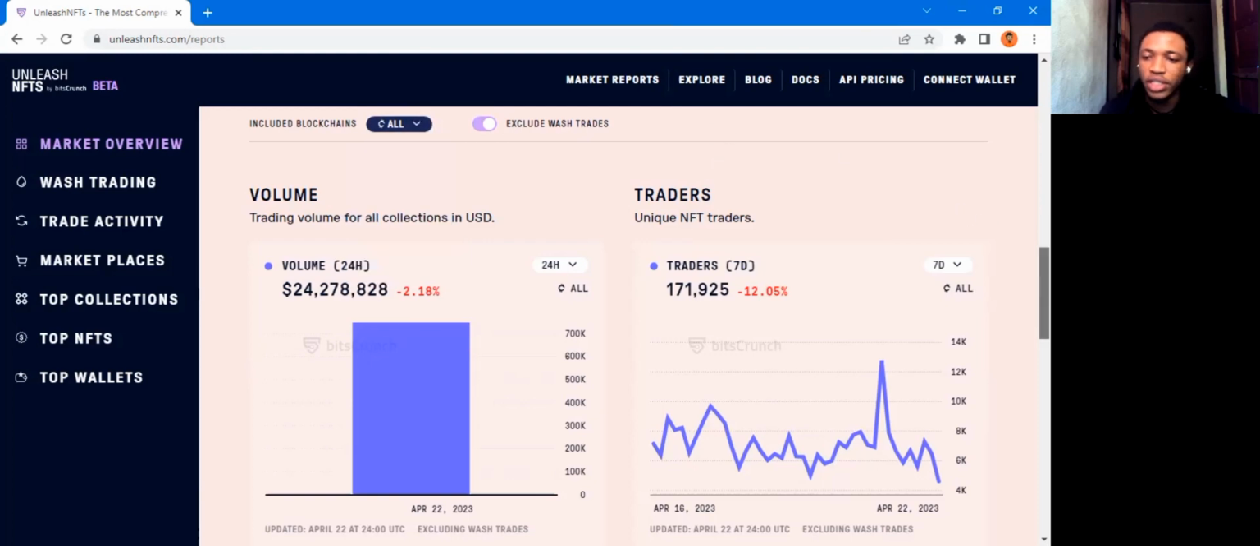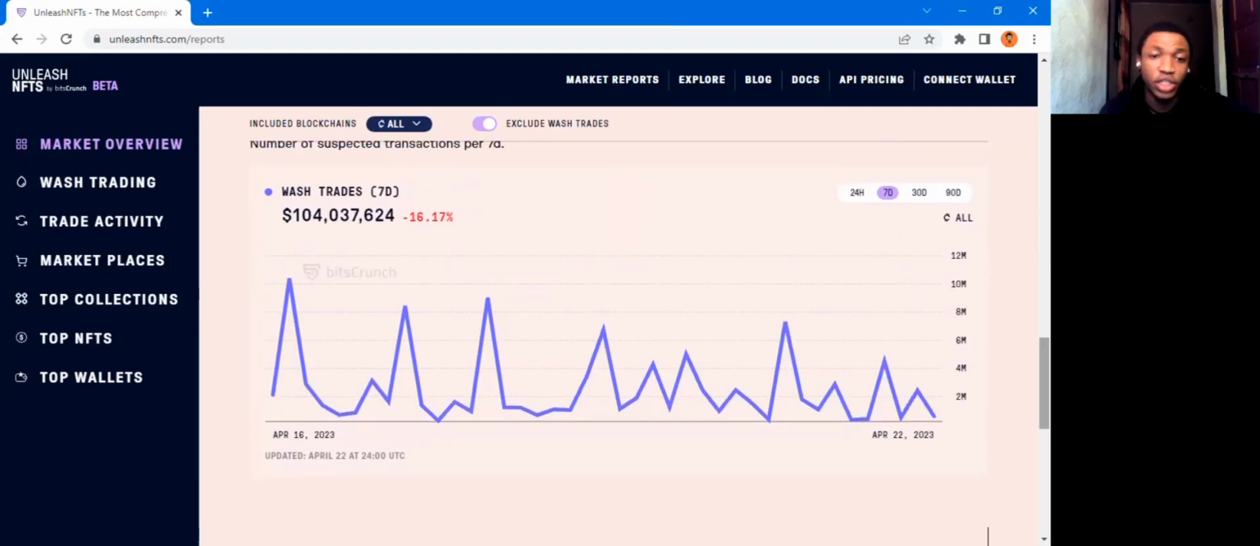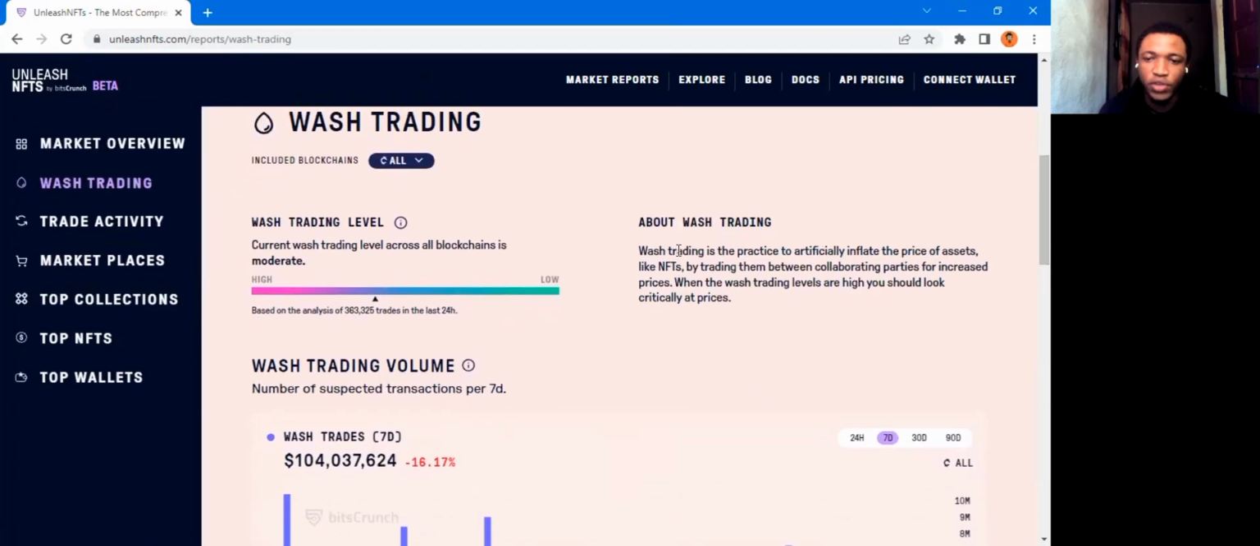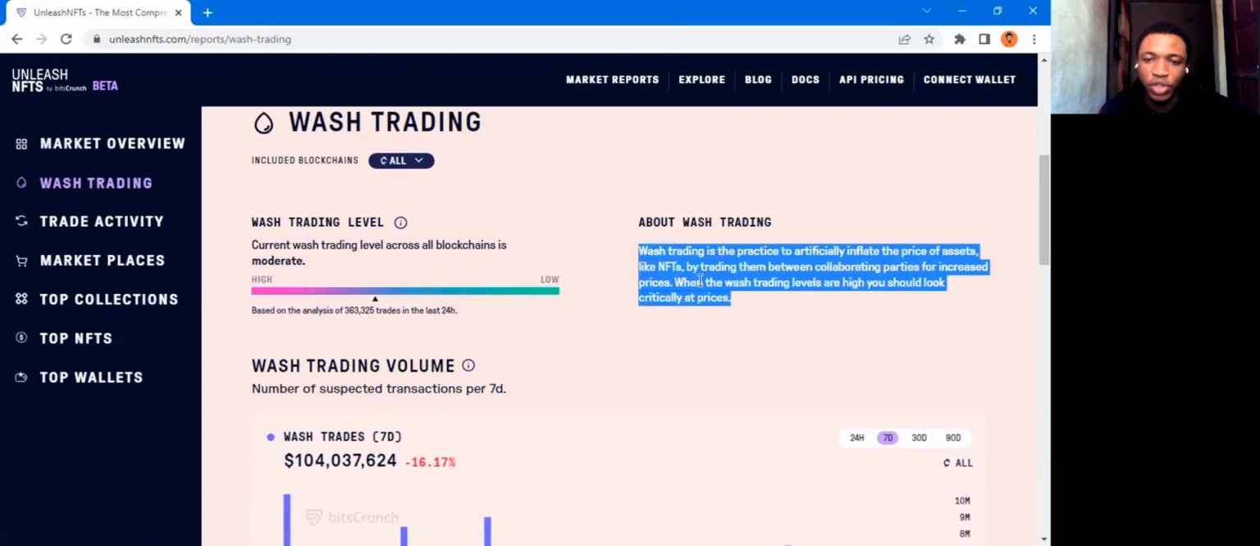So now we're going to go to the next category, which is what's trading. I'm going to click on that real quick. I clicked on what's trading and we're going to scroll down. If you notice at the right side of any of these pages I open, they give a brief definition of what the data is all about, and this one goes like: wash trading is the practice to artificially inflate the price of assets like NFTs by trading them between collaborating parties for increased prices. When the wash trading levels are high, you should look critically at prices.